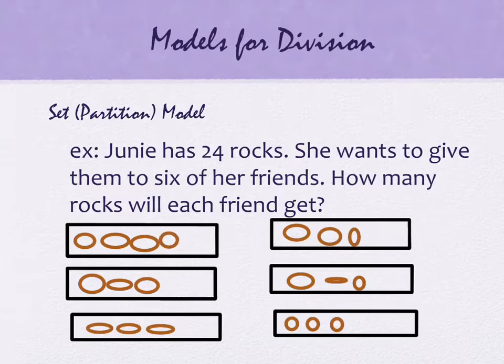Okay, well, let's just go back and add 1 more rock for each person. Let's check again. How many rocks does each friend have? Well, they've each got 4. 4, 8, 12, 16, 20, 24. That's it. I'm done. I've given away all 24 rocks. And then the answer would be that each friend got 4 rocks.